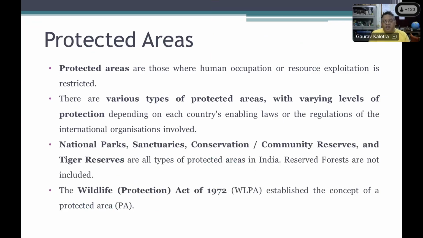Now, protected areas are those where human occupation or resource exploitation is restricted. There are various types of protected areas with varying levels of protection depending on each country's enabling laws or the regulations of the international organizations involved. Like we have national parks, sanctuaries, conservation or community reserves, and tiger reserves. So all these are types of protected areas in India. Now, reserved forests are not a part of protected areas. Then the Wildlife Protection Act of 1972 established the concept of a protected area in India.